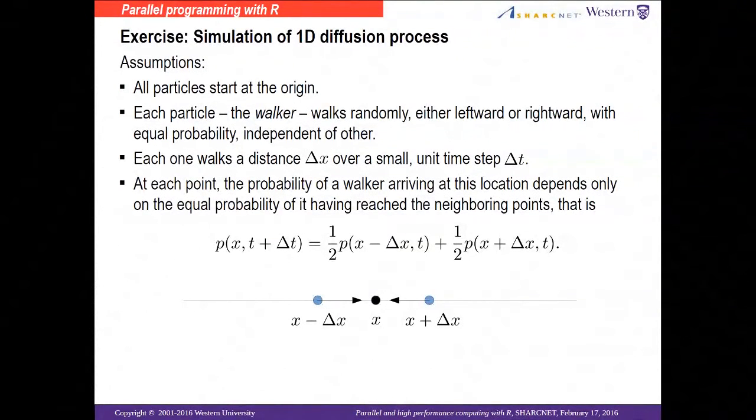Now back to this example, we want to simulate a one-dimensional diffusion process. Again, the assumptions that we have are that all particles start at the origin, and each particle, the walker we called, walks randomly, either leftward or rightward, with equal probability, independent of each other. Each one walks a small distance over a small time step, and at any particular point will have an equal opportunity to go either left or right.